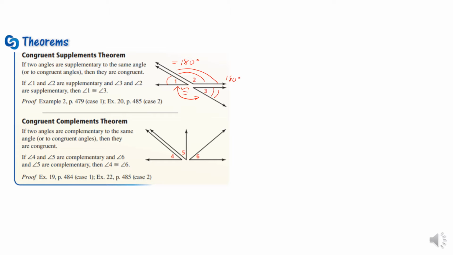Okay, the congruent complements theorem is if two angles are complementary to the same angle, then they are congruent. And it could be two congruent angles. So we've got angle 4 and angle 5 equal 90 degrees, and angle 6 and angle 5 equal 90 degrees. Therefore, angle 4 and angle 6 are congruent.